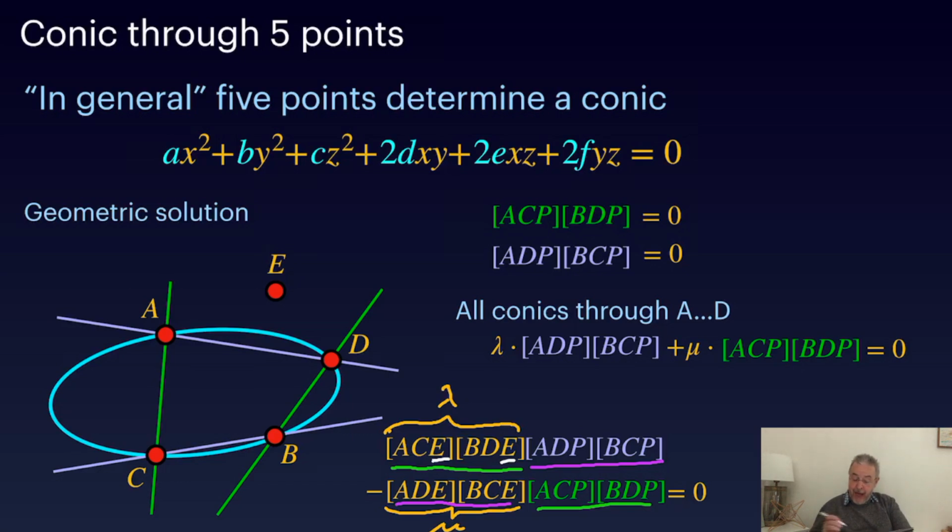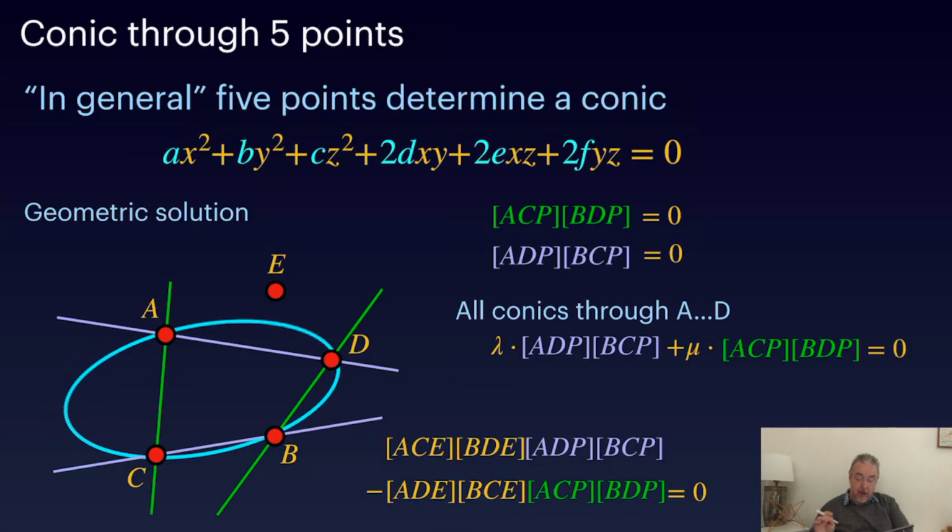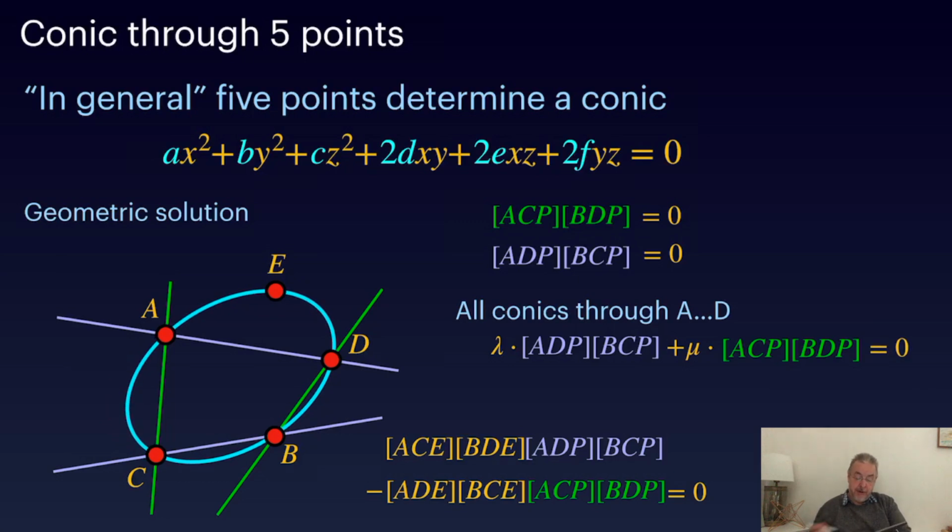And if you plug in point E as your point P here, then this expression is exactly the same as the other one, so it will also evaluate to 0. So for this specific choice, you get a conic through all 5 points.